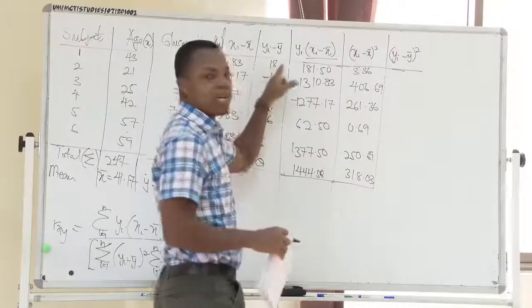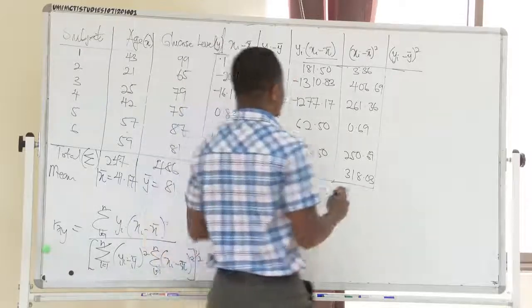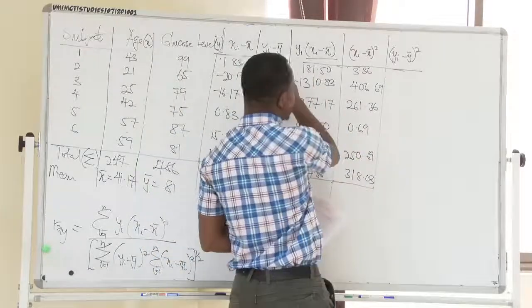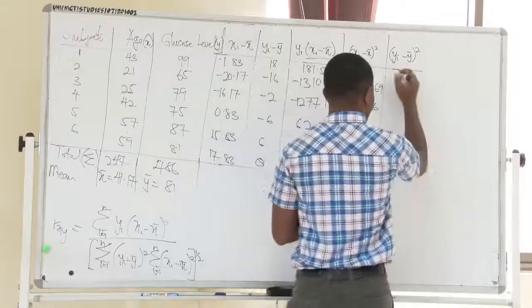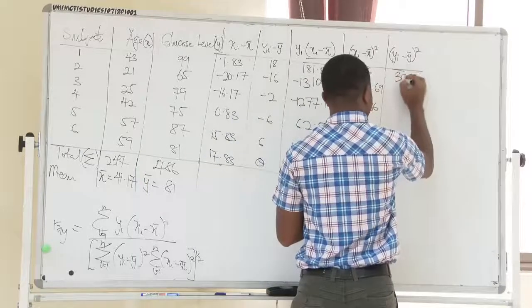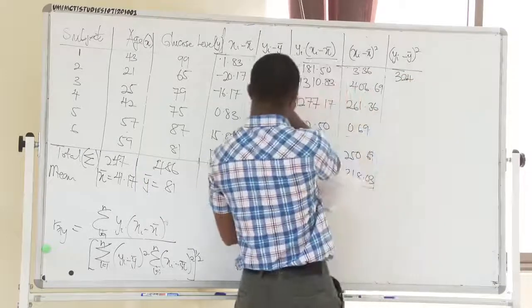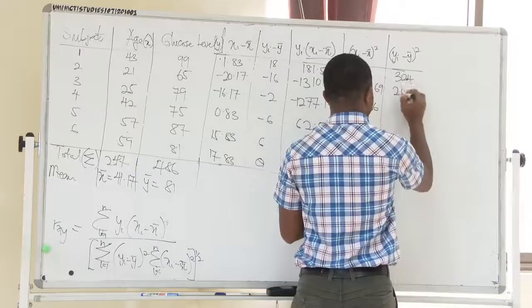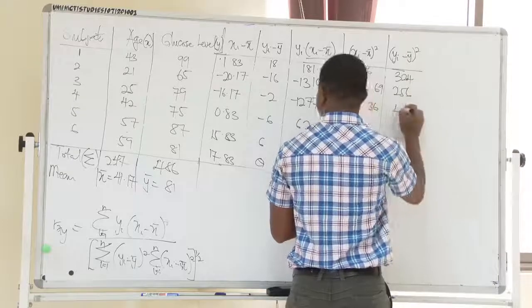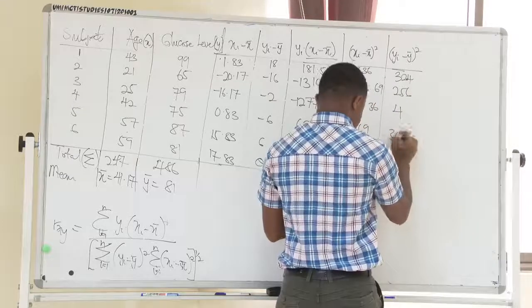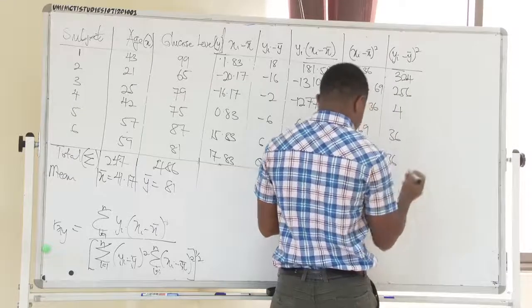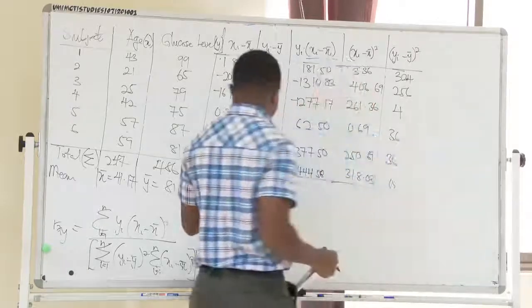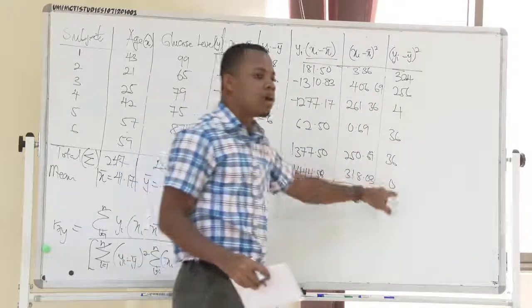So all that we have to do is just square this. Okay? So in squaring this, the first one, which happens to be 18 squared, will give us 324. The next one, which happens to be negative 16 squared, will give us 256. Next one happens to be 4. We have 36, another 36. Then finally 0, because the square of 0 is still 0.